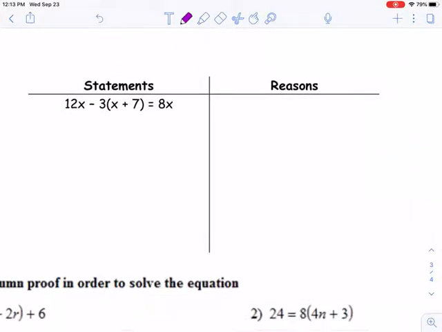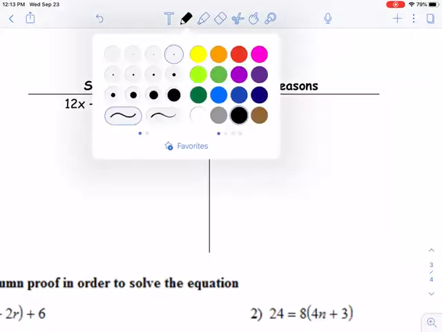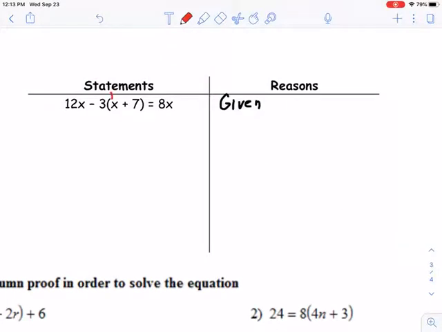Cruising right along. 12x - 3(x + 7) = 8x. So, first reason, given. Next, what am I going to do? I'm going to distribute this 3. 12x - 3x - 21. I'm distributing negative 3.